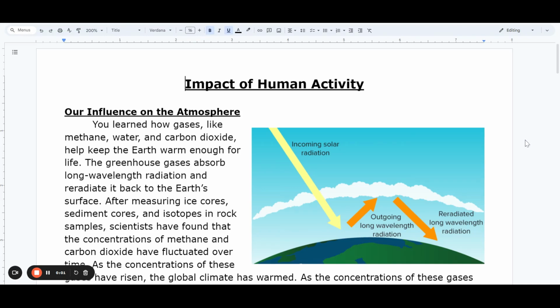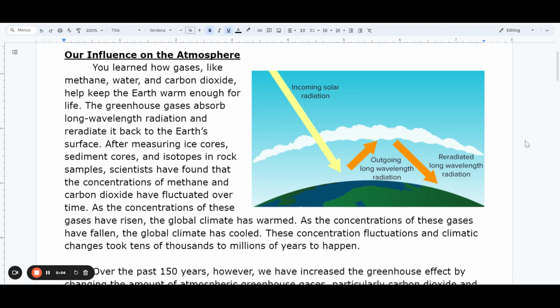Impact of human activity. Our influence on the atmosphere. You learned how gases like methane, water, and carbon dioxide help keep the Earth warm enough for life. The greenhouse gases absorb long wavelength radiation and re-radiate it back to the Earth's surface.